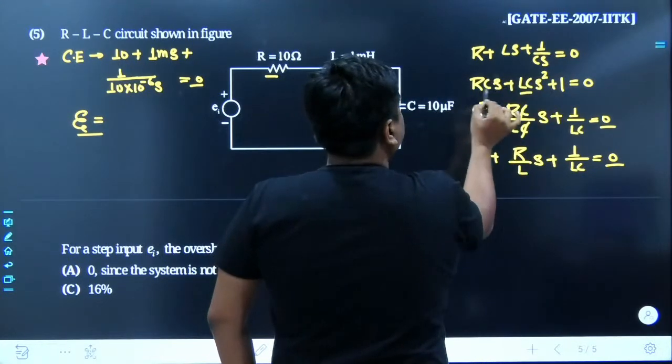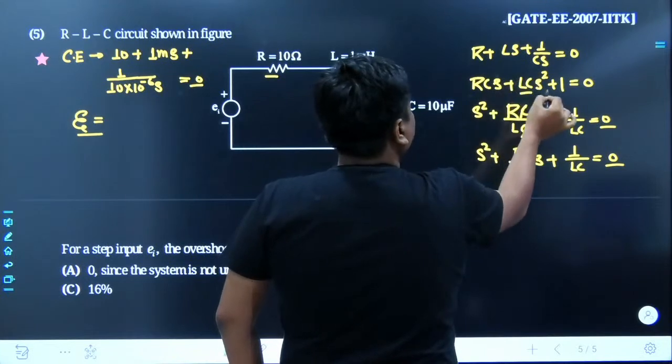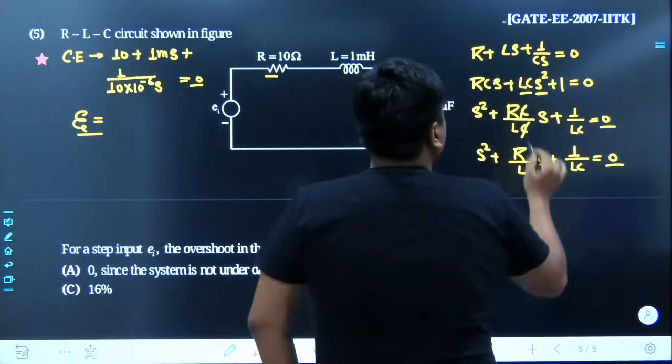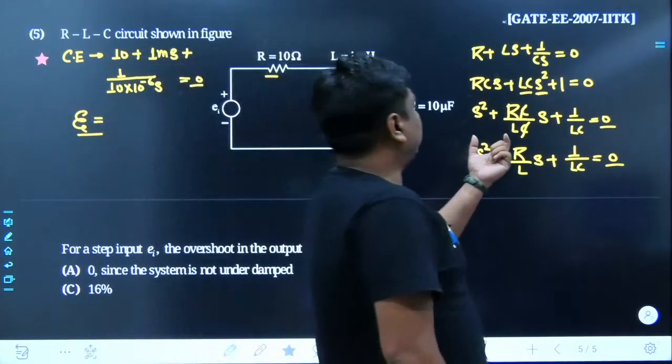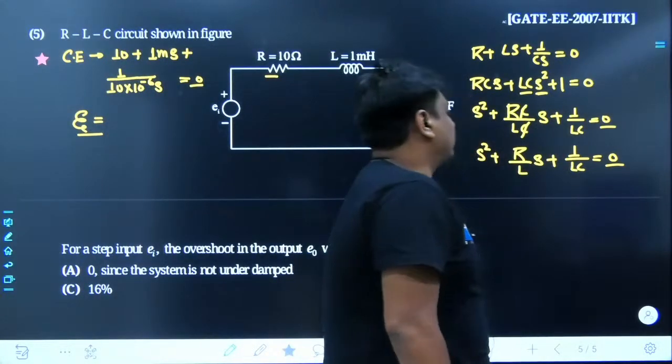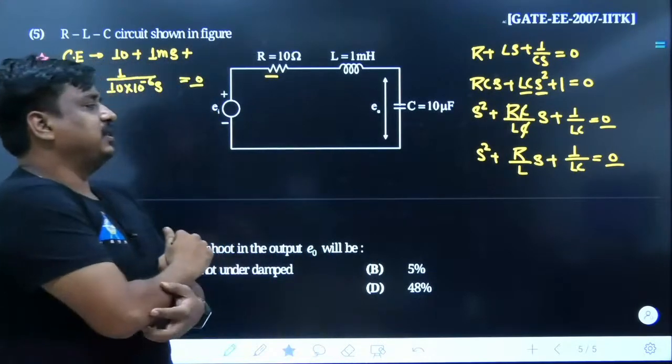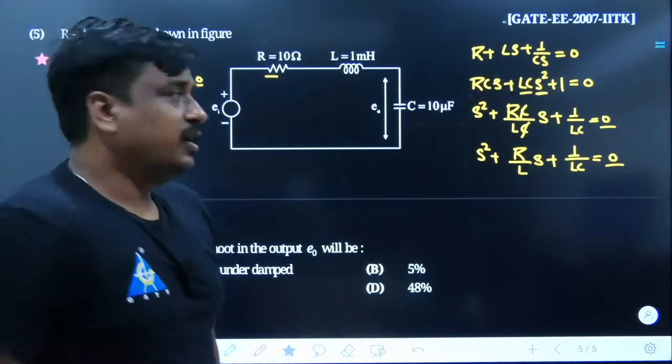So what happens, the RCs becomes LCs square plus 1. This factor has to be free from LC. So now the LC has been divided on both sides, so here it becomes RC divided by LC plus 1 divided by LC is equal to 0. Agreed? Let me do one thing.